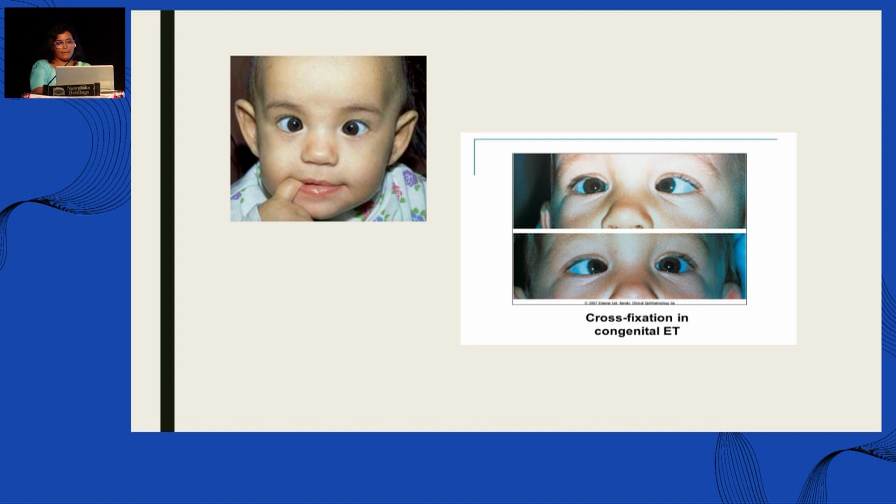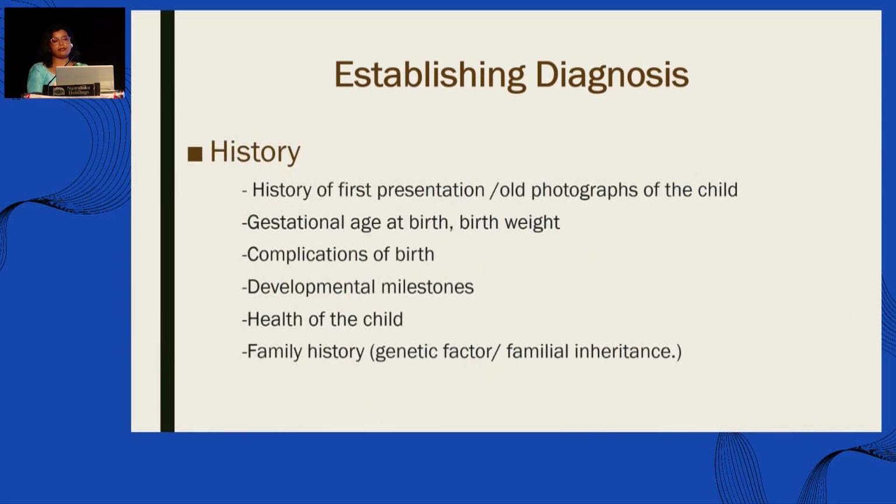So how are we establishing the diagnosis? History is the most important thing, and we need to check with the parents the history of the first presentation. Sometimes you may not get a clear-cut timing, and then you can ask about old photographs of the child, which is very important, because according to the definition, we need to know whether it developed within 6 months. We can also ask about risk factors like prematurity and birth weight. Prematurity is one of the risk factors.